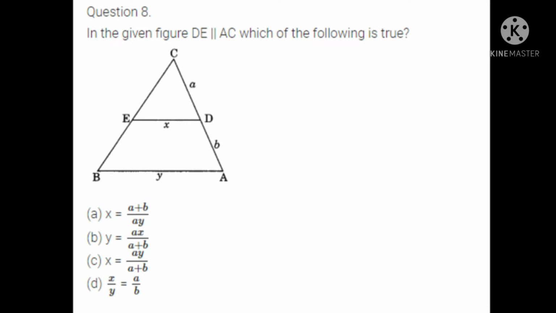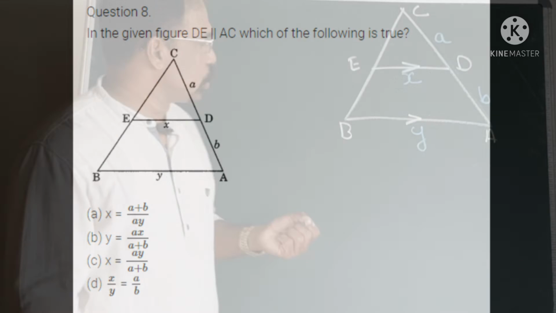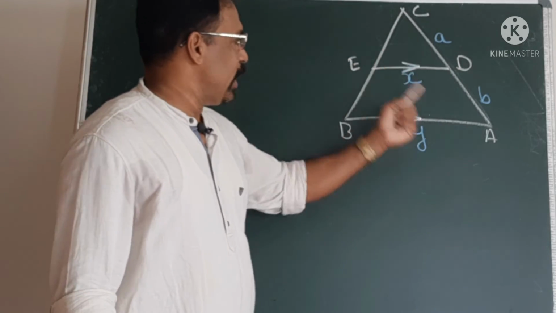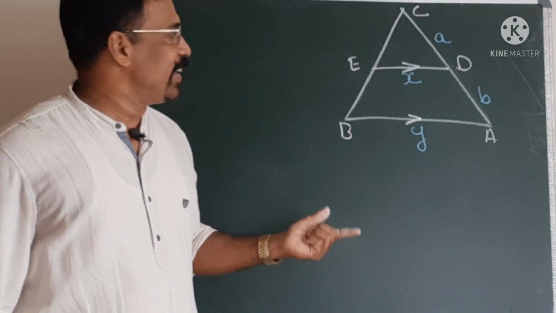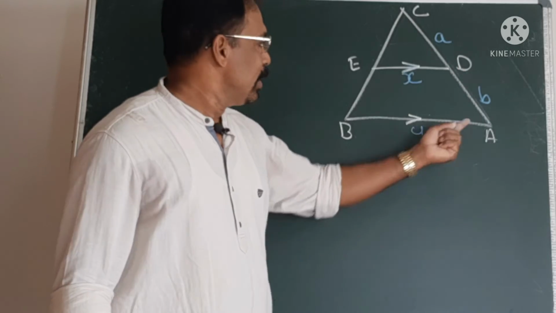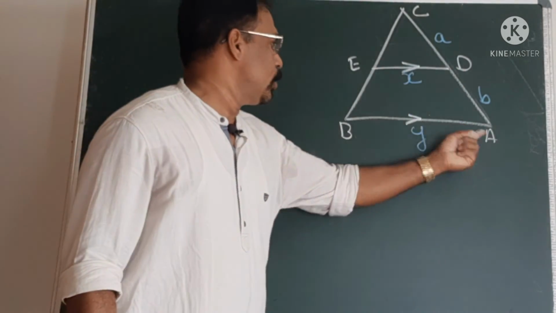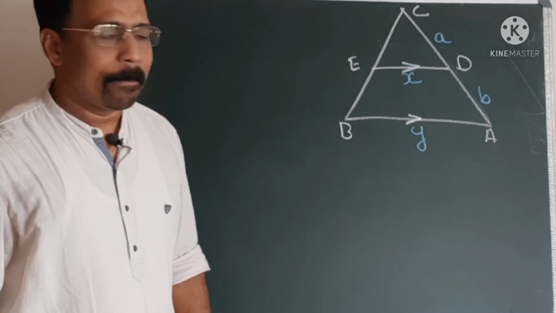Let us do question number 8. In the given figure, DE is parallel to AC. Which of the following is true? 4 options are given. Now, in this question, there is a small correction. DE is parallel to AB. In the question, it is given that it is parallel to AC. That is wrong. DE is parallel to AB. In the figure also, you can make it out.